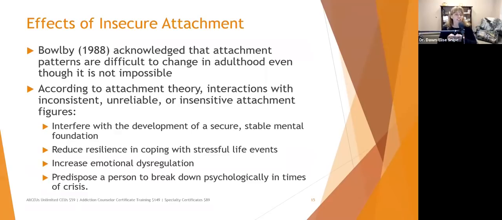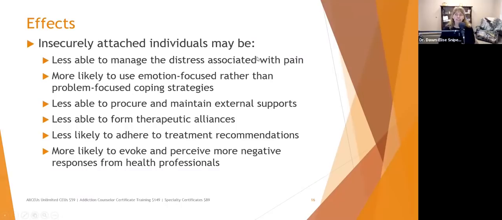Remember, with emotional dysregulation, though, people tend to experience things more intensely and take longer to get back to baseline than the, quote, average person. So something happens in the neurochemistry of the person, probably in the amygdala, when there is a disruption of this primary attachment relationship that can lead to stronger emotional reactions and more difficulty calming down than an, quote, average person. And insecure attachment can predispose a person to break down psychologically in times of crisis. Insecurely attached individuals may be less able to manage the distress associated with pain.